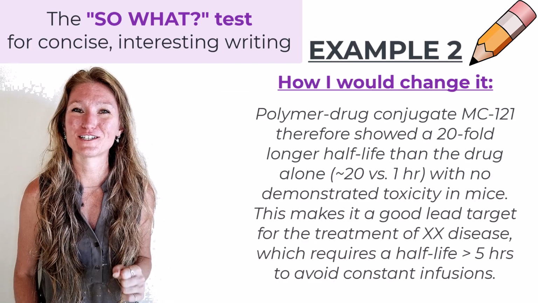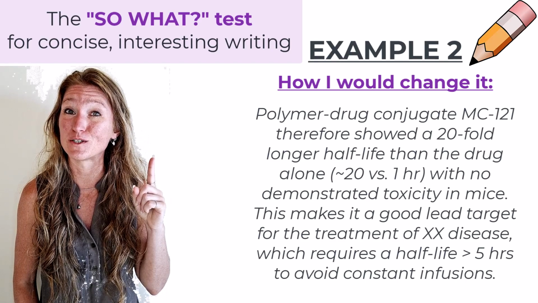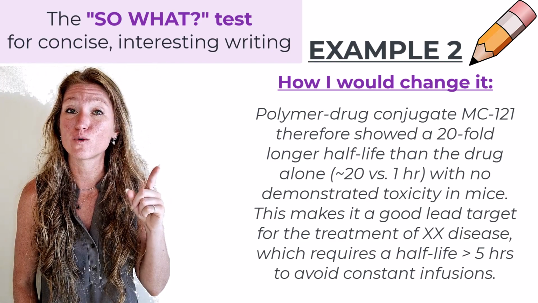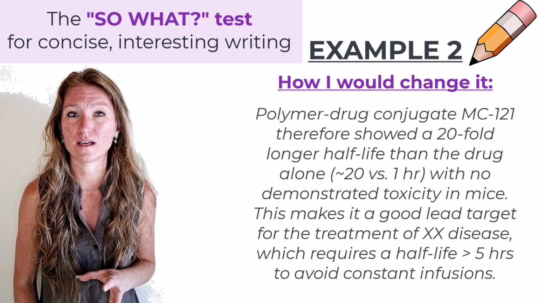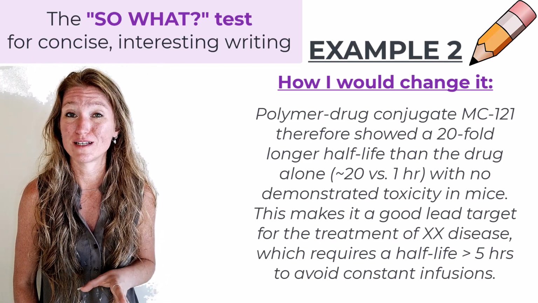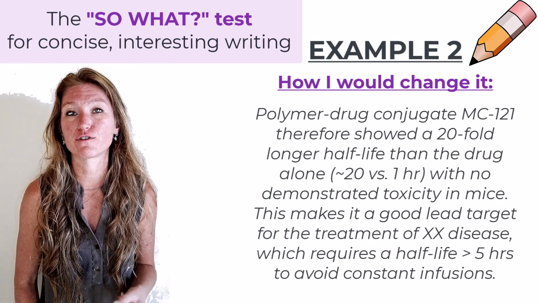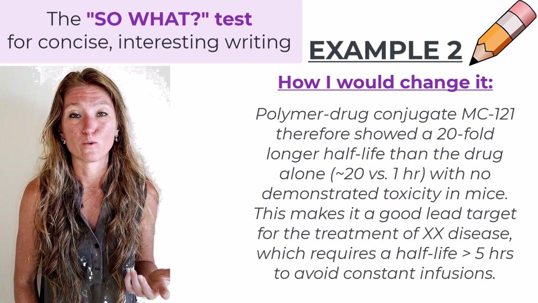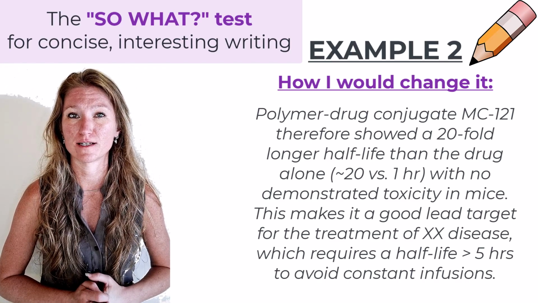So how I would change this sentence to pass the so what test: polymer drug conjugate MC121 therefore showed a 20-fold longer half-life than the drug alone, approximately 20 versus 1 hour, with no demonstrated toxicity in mice. This makes it a good lead target for the treatment of X disease, which requires a half-life greater than 5 hours to avoid constant infusions.